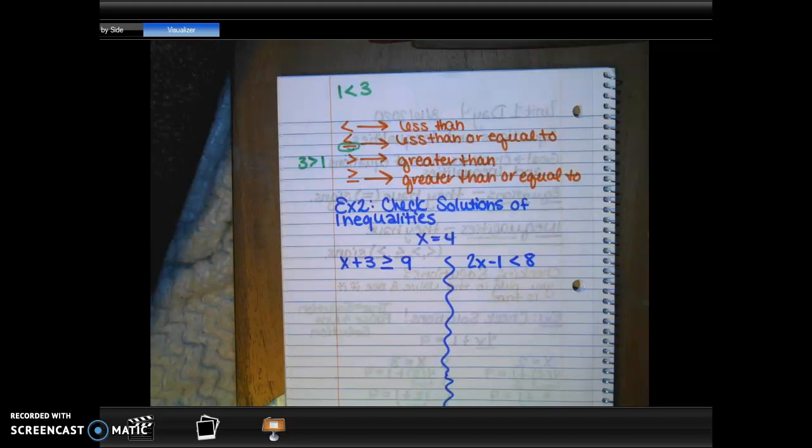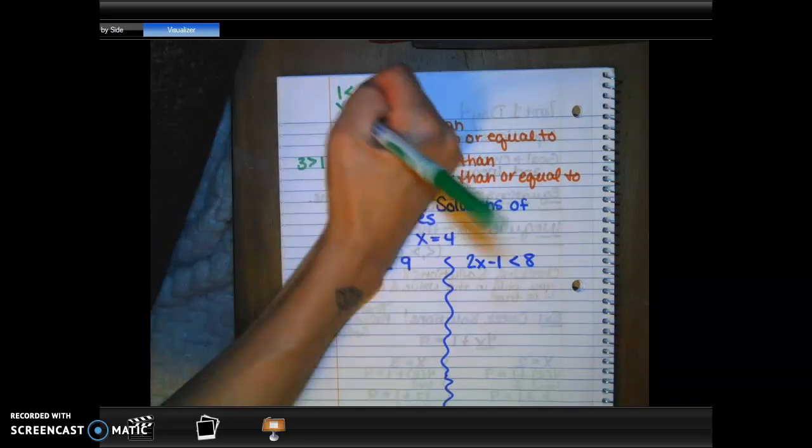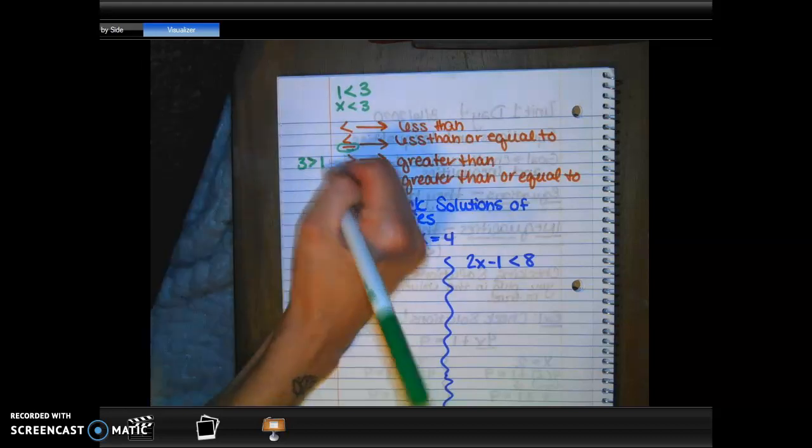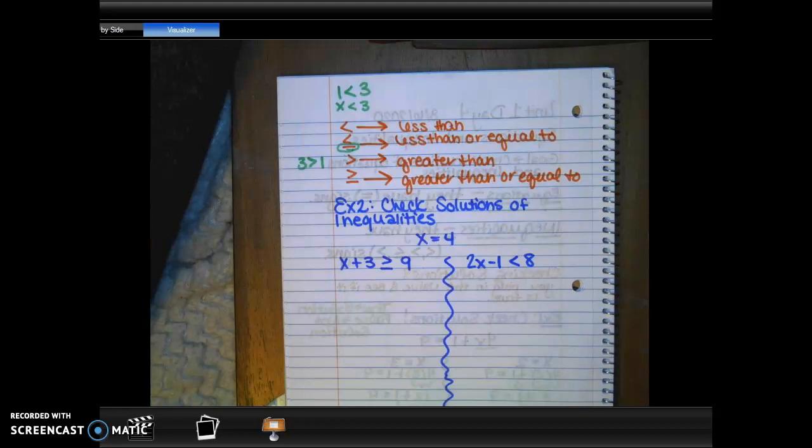This is what we're going to use for x values, so we would say, okay, well, x is less than 3. The way you would interpret that is, anything less than 3 could be your answer. Or we could say, okay, x is greater than 1. That's what these symbols mean.